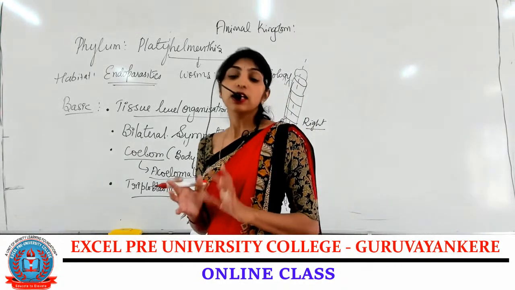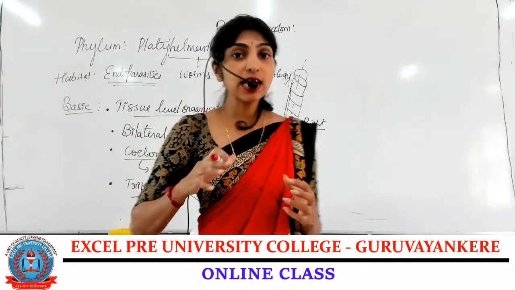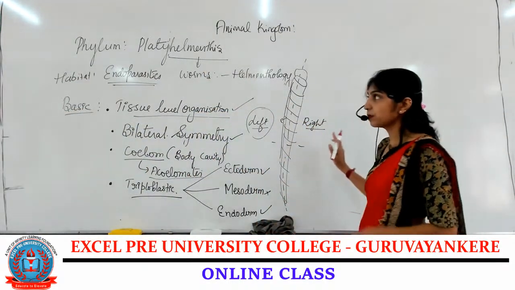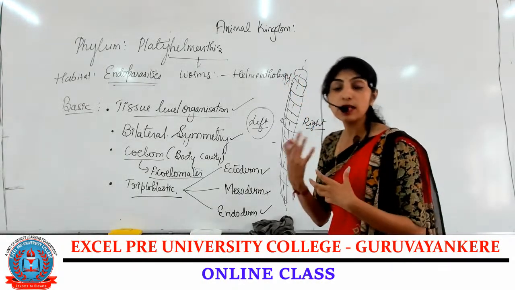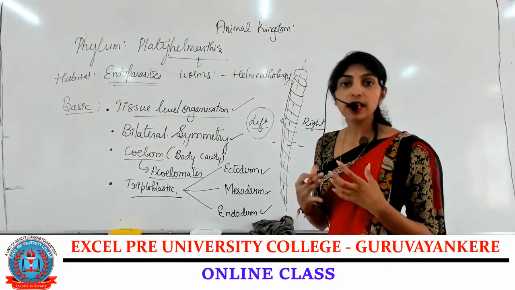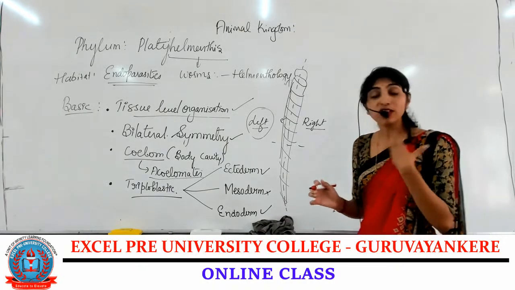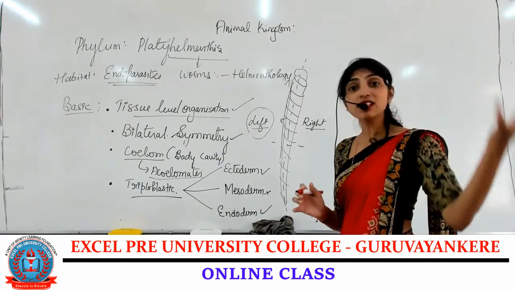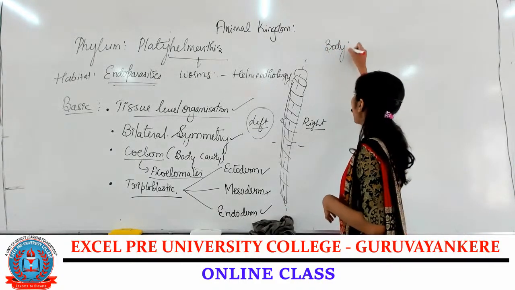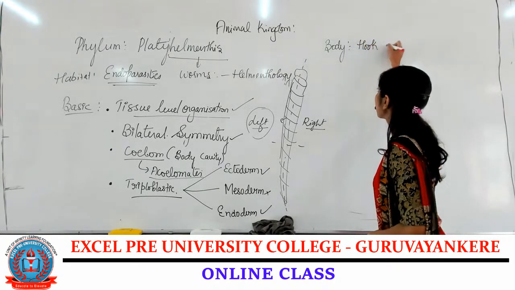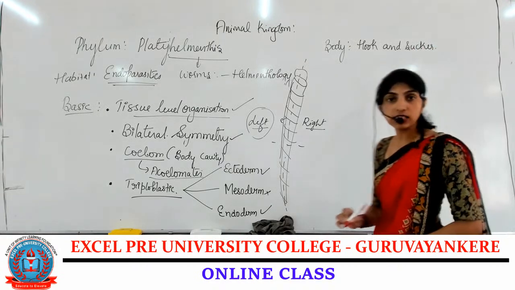Okay. Now, coming to the next one, about the Platyhelminthes. What type of excretory structure do they have? In the case of Platyhelminthes, what are the extra features they have compared to the Cnidarians? If I say the body of an organism, they have hooks and suckers.